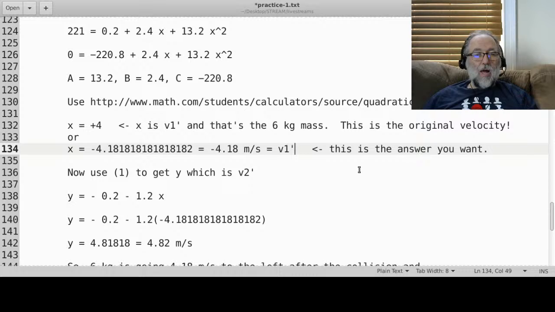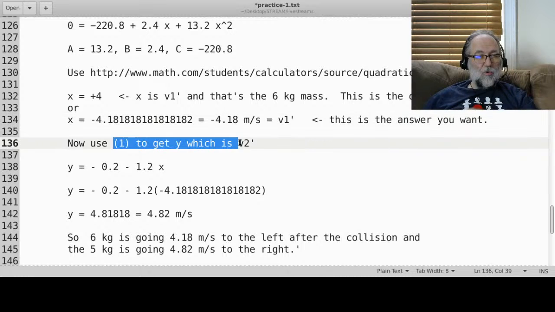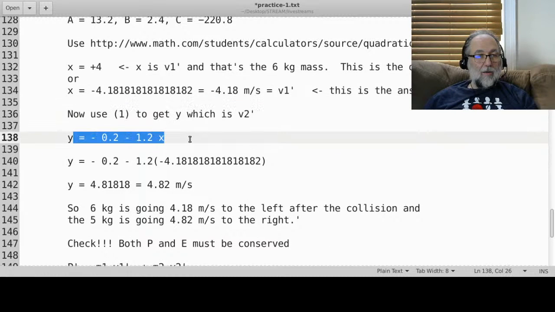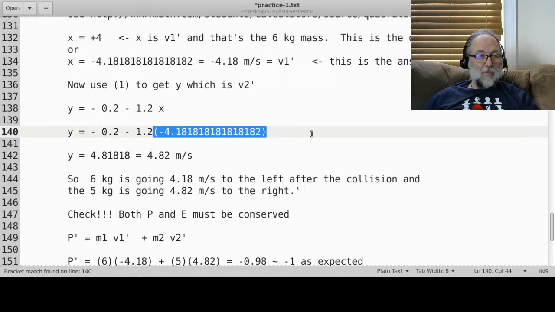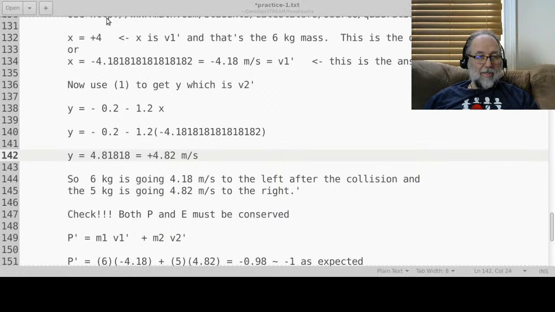And now you say, well, how do I get v2 primed? Because there are two masses here and we want both of them. And you just go back to equation number 1 and you want to now get y. So there was equation number 1, I just repeated it there. We know x, it's a big long solution there, and so we get that y is equal to that, which I can round off to, and I'll put a little positive in there. And even better yet, say that's equal to v2 primed.